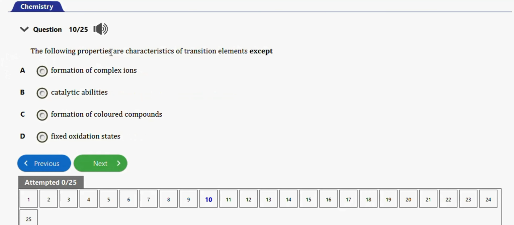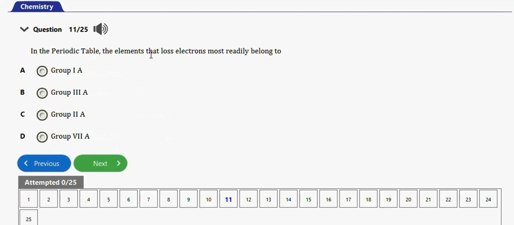It says the following properties are characteristics of transition elements except formation of complex ions, catalytic abilities, formation of colored ions, fixed oxidation state. So it's option D, fixed oxidation state. Transition elements have variable oxidation states and not fixed oxidation states. Next question will be this one. It says in the periodic table, the elements that lose electrons most rapidly belong to group 1. Okay, the next question will be this one.